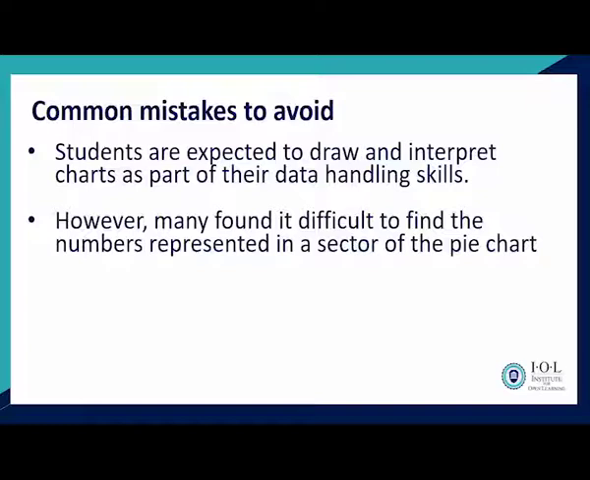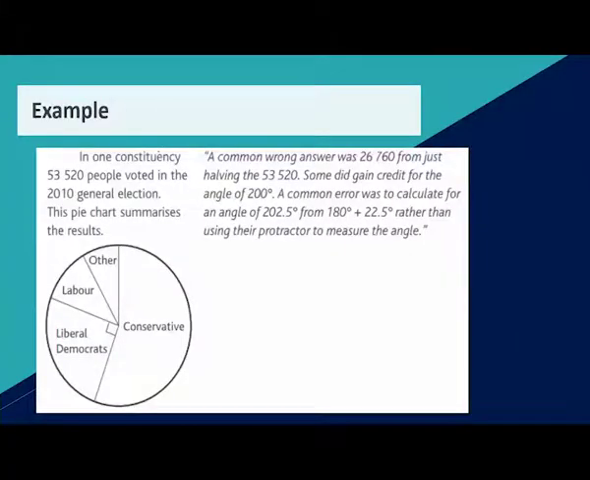we have observed that students are expected to draw and interpret charts as part of their data handling skills. However, many find it difficult to find the numbers represented in a sector, especially that of a pie chart. Sometimes they give information that is not required, and here is one of the examples. You are given a pie chart, and you are being told you have the total number of people, 53,520.